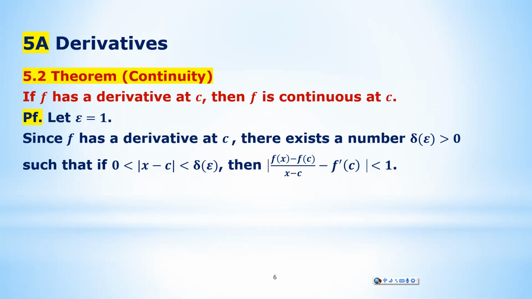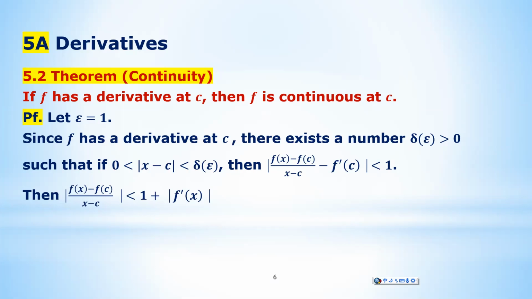1 is epsilon. Now from here, I use the second kind of triangle inequality. Remember the second kind of triangle inequality? So you get that the absolute value of the ratio (f(x) minus f(c)) divided by (x minus c) is less than 1 plus the absolute value of the derivative.